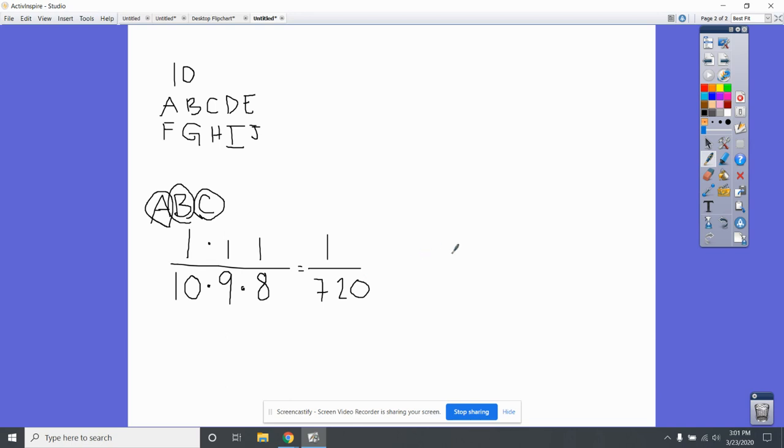What if the order doesn't matter? What if I say I want A, B, C, but it could be in any order? C, B, A, or B, A, C, or C, B... whatever. Well, still the total, the first time there's 10 cards, then 9 cards, then 8 cards. But because I'm okay with any of these being first, there are 3 possibilities the first time I draw. Then I only have 2 choices that I want, and then there's only 1. So when I multiply these together, I get my 720 on the bottom, and 3 times 2 times 1 is 6.